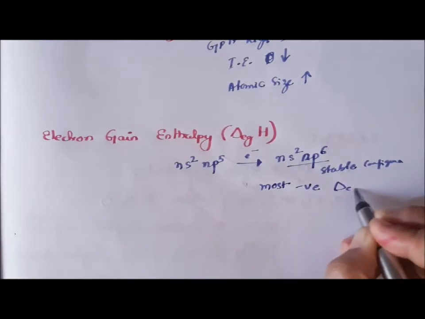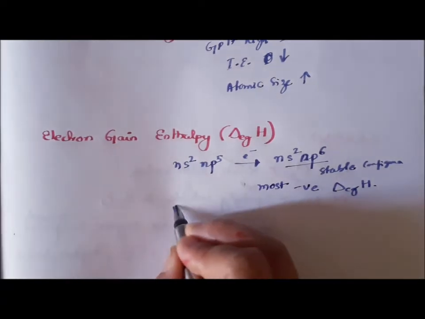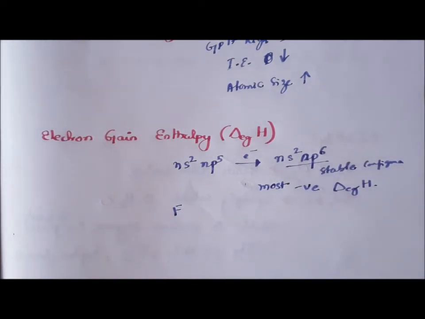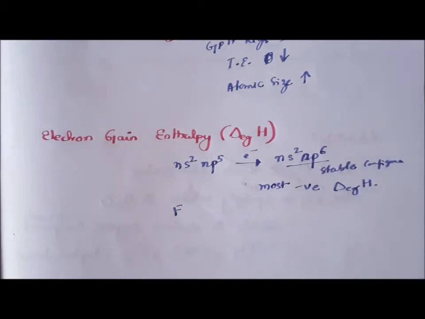Now what will happen to the electron gain enthalpy down the group? It decreases, right? So it decreases in order, or it becomes less and less negative on moving down the group.